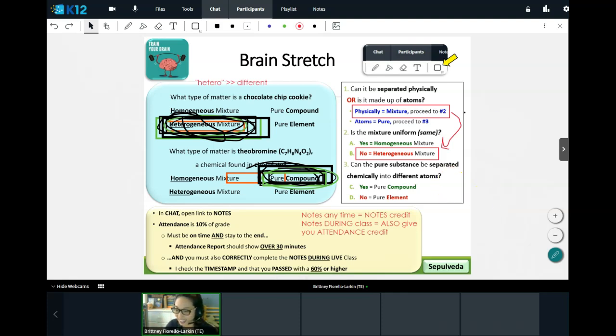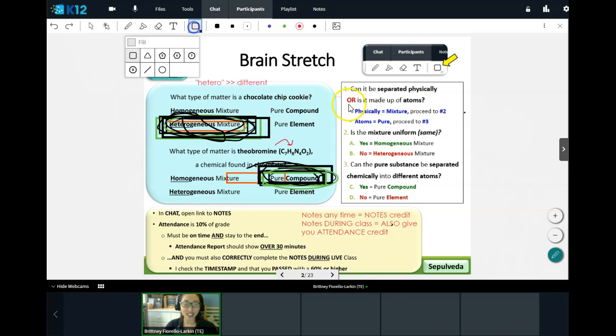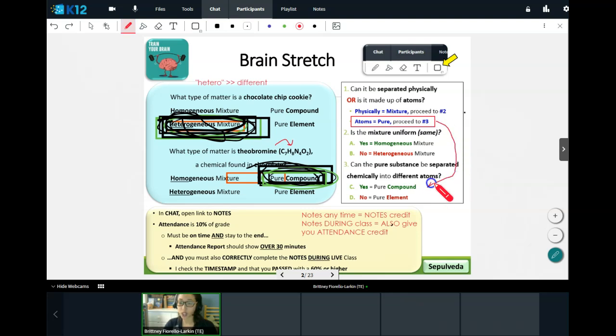So all right, awesome. Let's go ahead and take a look here at theobromine. Theobromine, we do have a chemical formula for: C7H8N4O2. So this is clearly something that's made up of a specific type of atoms. That makes it a pure substance. And so figuring out which type of pure substance, a compound or an element, depends on if it's made up of different types of atoms or one type of atom.